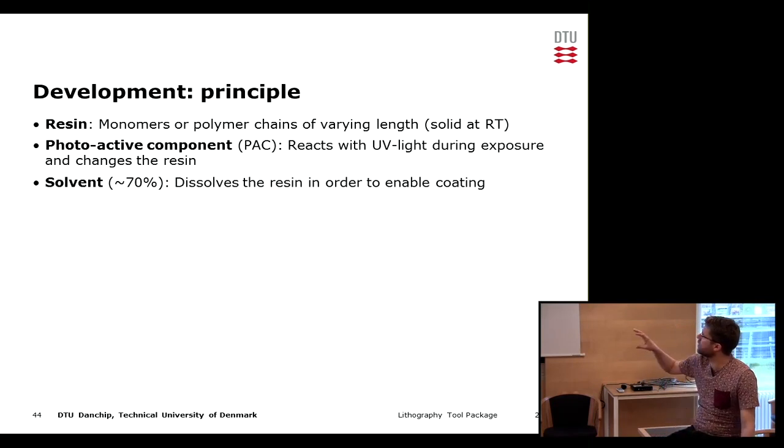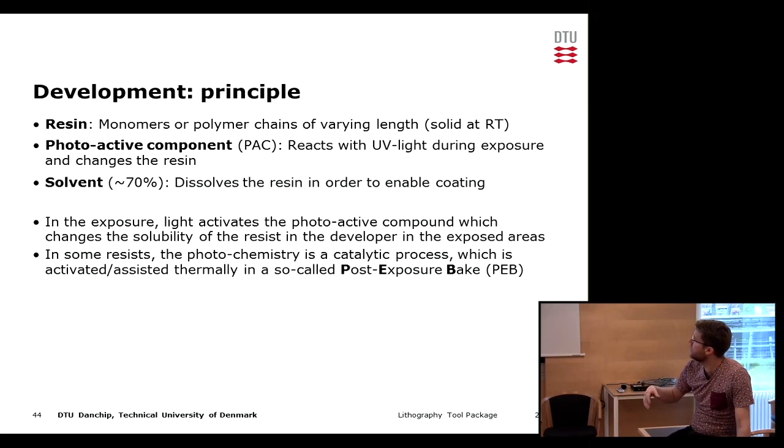When we talk about the principle, I'm just listing again here what we have in the photoresist. So there is the resin, the photoactive component, and the solvent. But by the time we come to the development step, we have actually already removed the solvent in the soft bake, and we have activated the photoactive component in the exposure. So something has happened during the exposure which has changed the solubility of the resist in the areas where it was exposed, which means that the developer will then dissolve some resist, but not other parts of it.